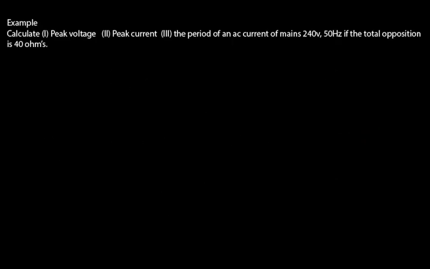So example number 1. Calculate (I) the peak voltage, (II) the peak current, (III) the period of an AC current of 240 volts, 50 hertz, if the total opposition is 40 ohms. Now let's look at what we are given. They gave us voltage, which is 240 volts. They give us frequency, which is 50 hertz. And they give us resistance, which is 40 ohms.